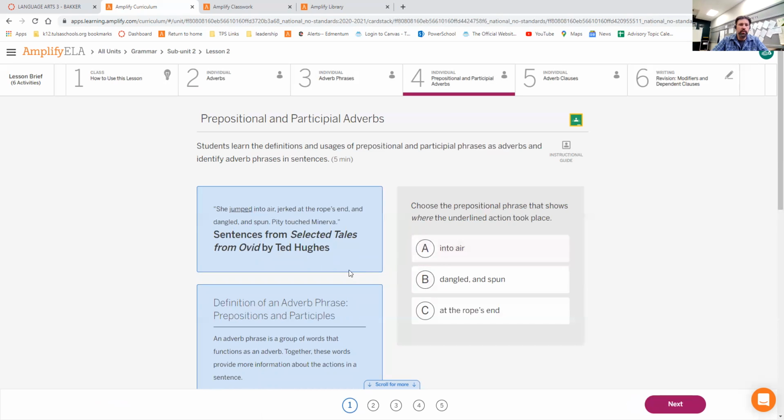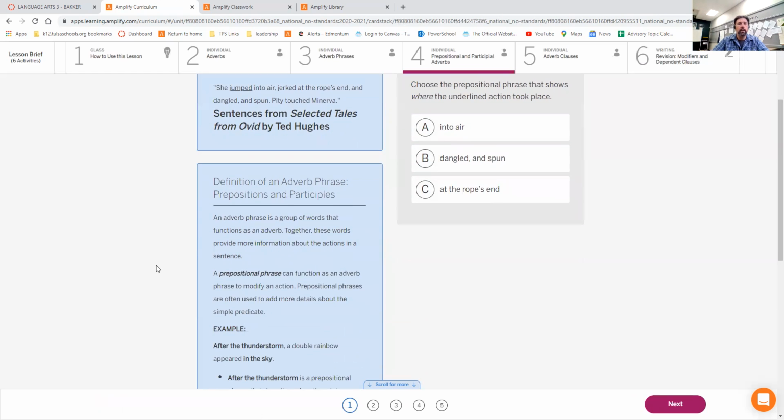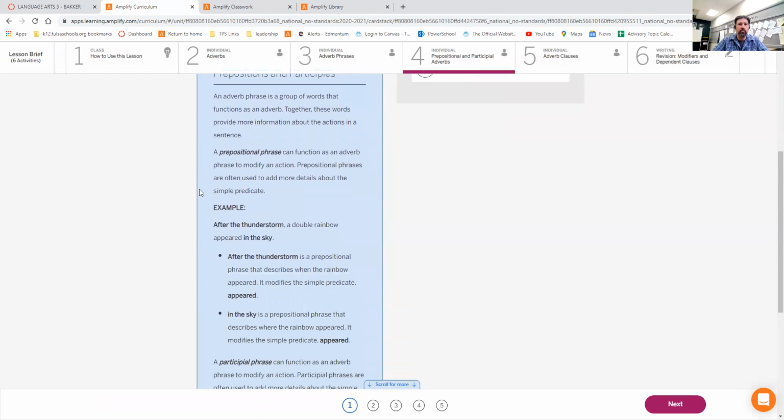Okay, prepositional and participial adverbs. I want to go through these real quickly. So I'm going to read what they've told us. A prepositional phrase can function as an adverb to modify an action. Prepositional phrases are often used to add more details.